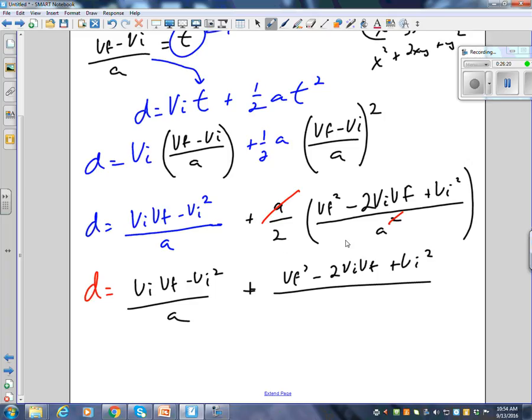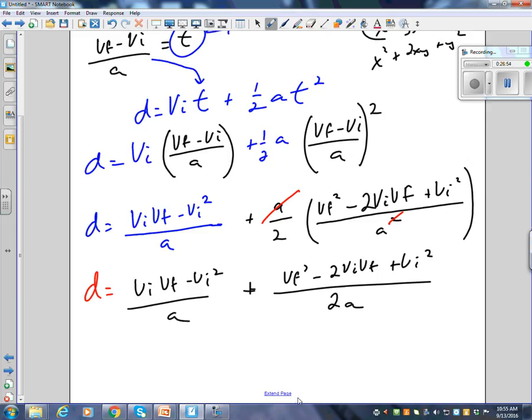2A, right? The 2 in front. 2A. This is exactly the same as that. Vf squared minus 2 Vi Vf plus Vi squared, all over 2A. Now, how do you add fractions? Common denominator. Very good, Will. What's the denominator here? A. What's the denominator here? 2A. Can we add them? No. We have to multiply something by 2. Which one do we multiply by 2, Shelby? The one on the top and bottom by 2, right?